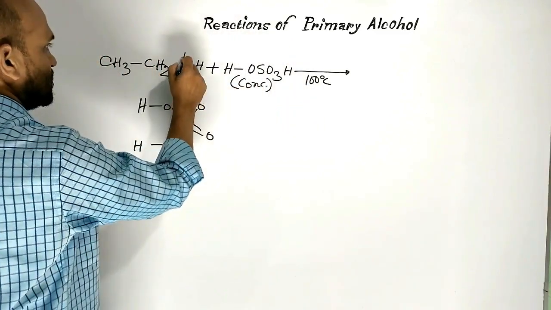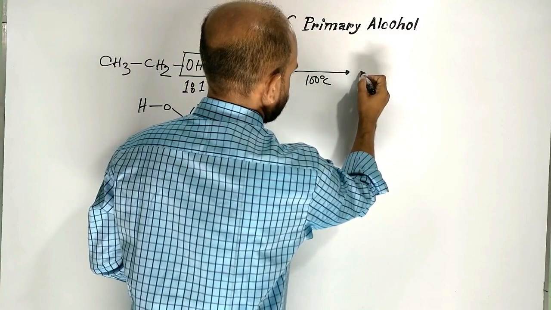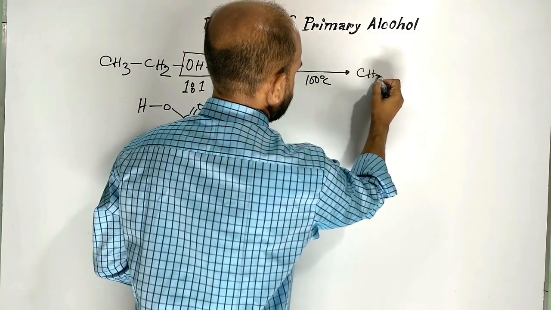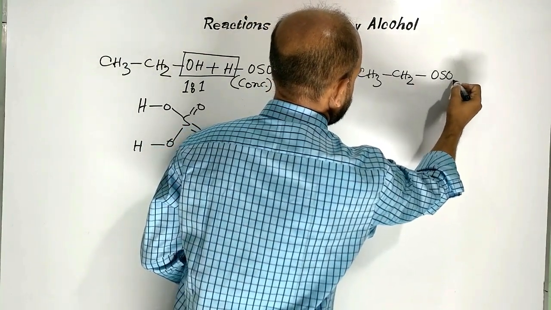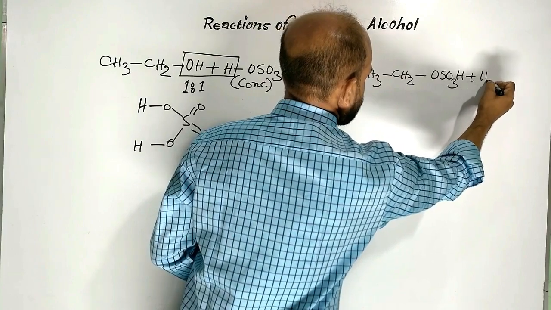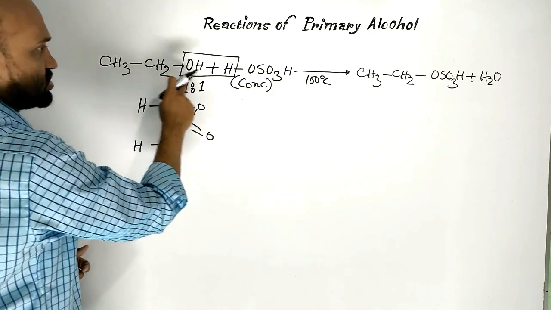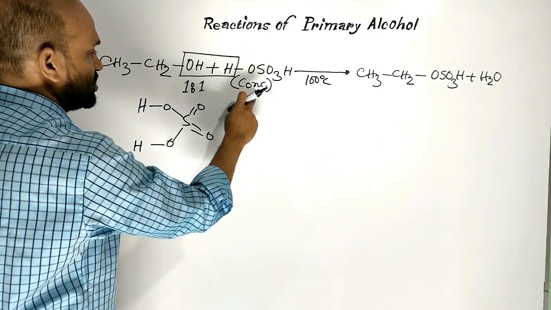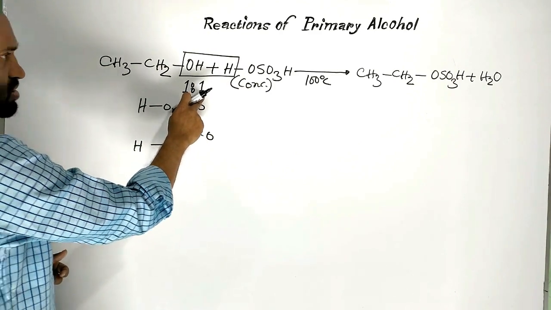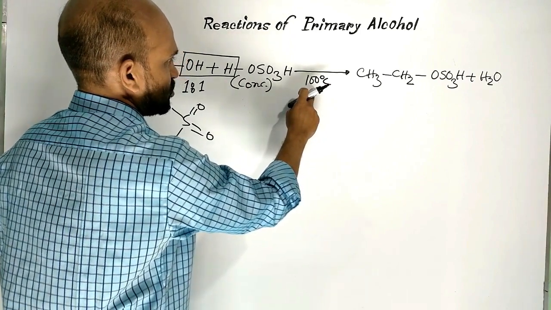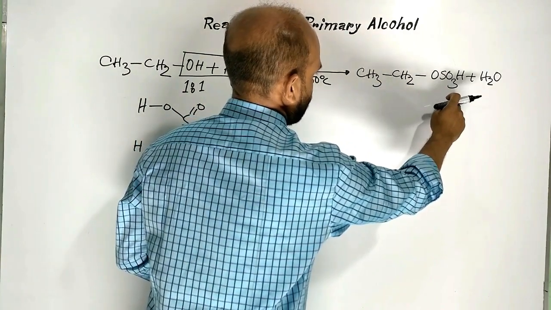temperature, then water gets removed and this is formed: ethyl hydrogen sulfate. Water is formed as byproduct. So when ethanol is treated with concentrated sulfuric acid, and these are taken in the 1:1 ratio, and the reaction is heated at 100 degrees Celsius temperature, then ethyl hydrogen sulfate is formed.